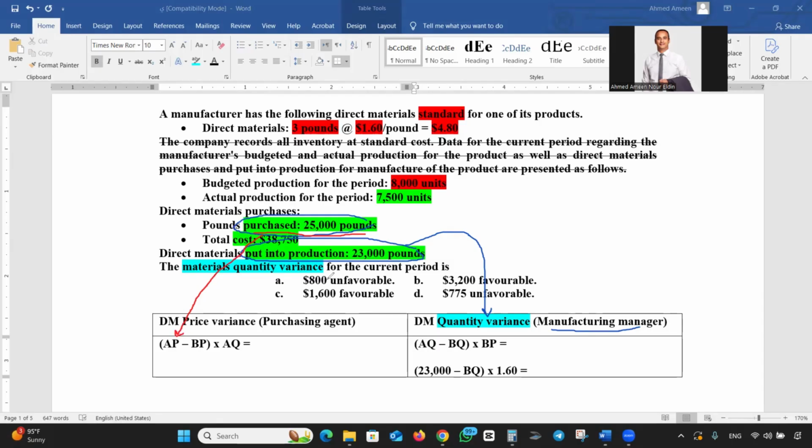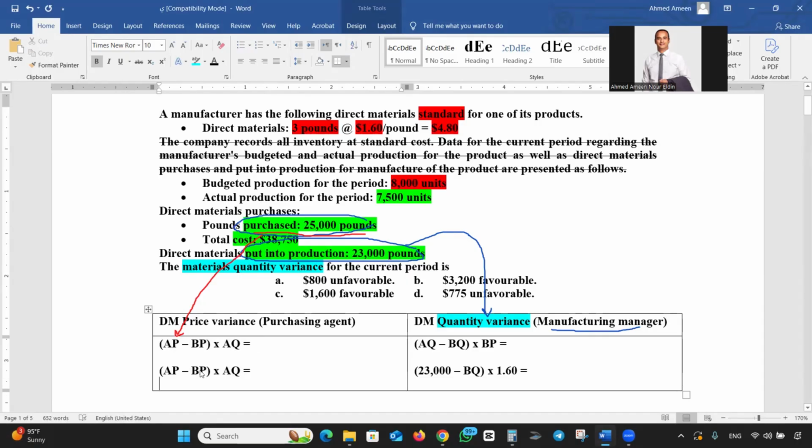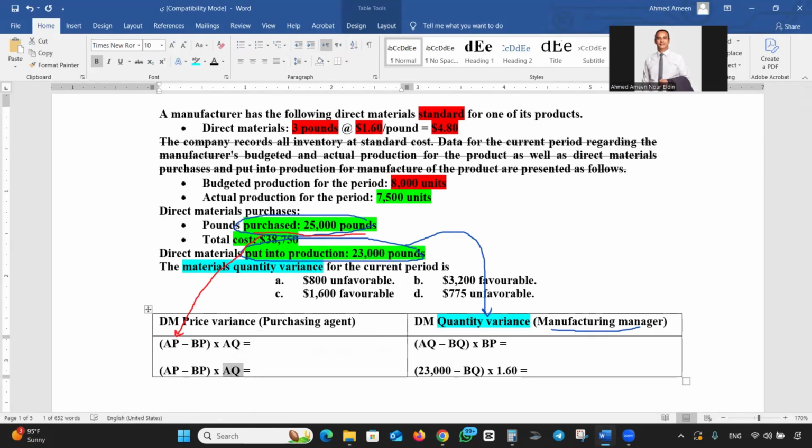He is not asking in the question about the price variance, but you have to know that the price variance is the difference between actual price minus budgeted price multiplied by actual quantity. So the actual quantity here will be 25,000 pounds.